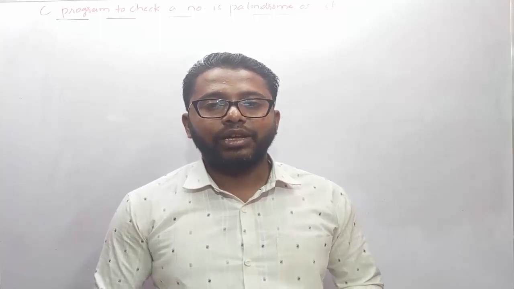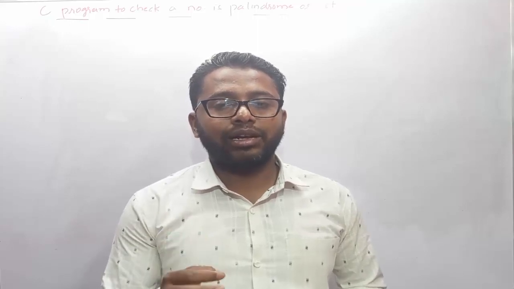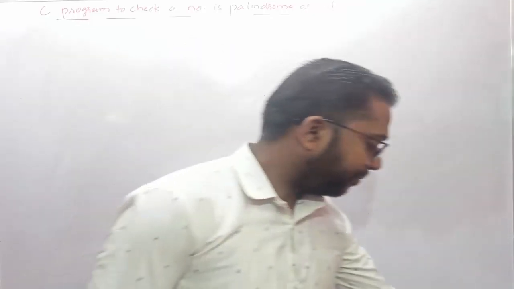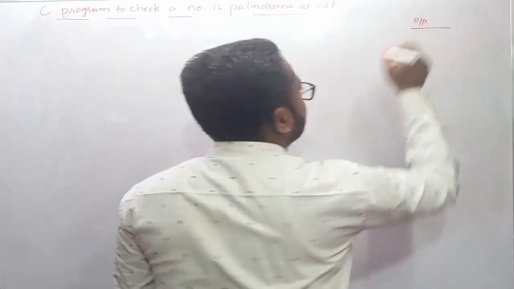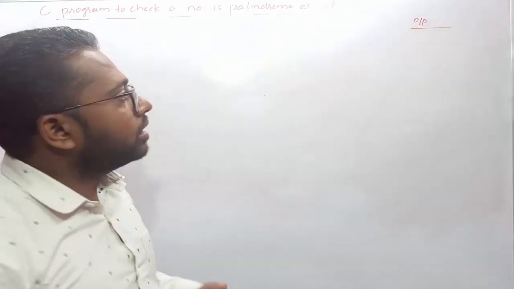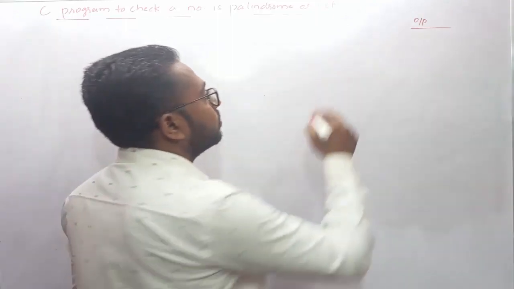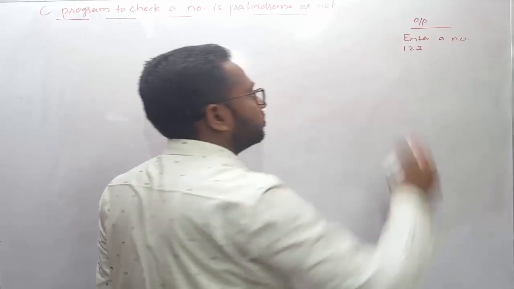Now let us start our discussion on writing a C program to check whether an entered number is a palindrome number or not. Now let us first see the output of this program. When we execute this program, it will ask the user to enter a number. Then I will enter 1, 2, 3.